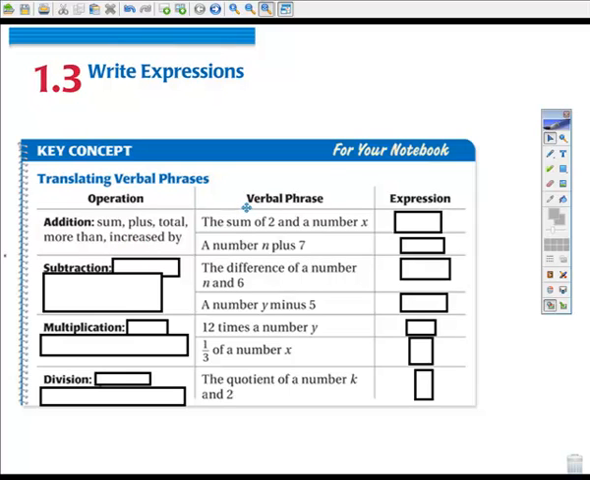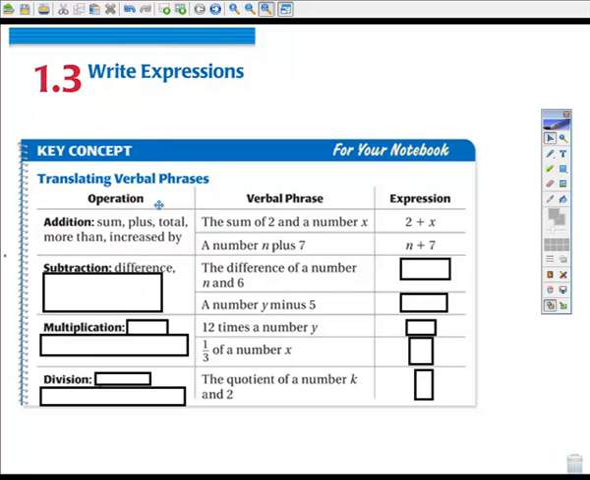So if we look at the verbal phrase, it says the sum of two and a number x. Well, we know that sum means addition, so the sum of 2 and a number x should look like this: 2 plus x. Or a number n plus 7. It's pretty basic. You just write down n plus 7.